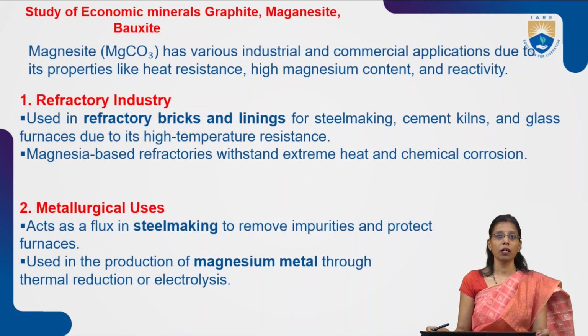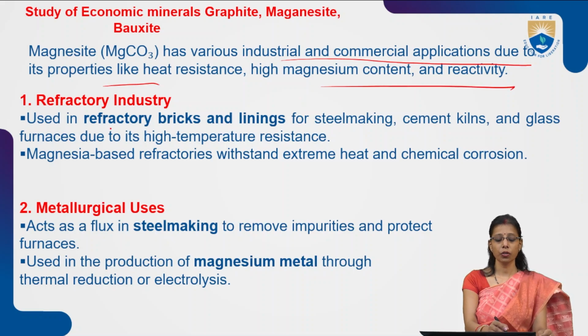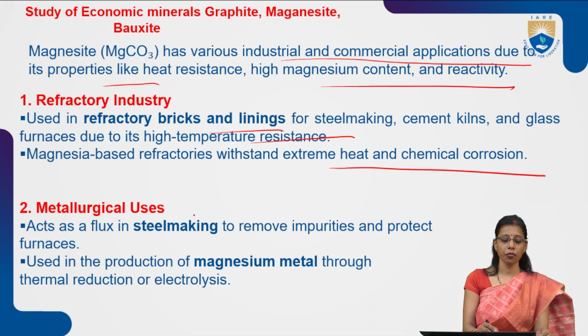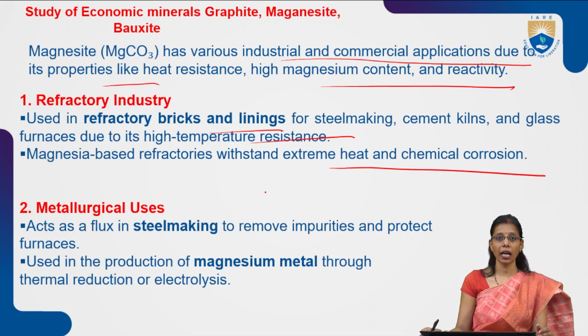Now magnesite has various industrial and commercial applications due to its properties like heat resistance, high magnesium content and reactivity. In the refractory industry, it is used in refractory bricks and linings for steel making, cement kilns and glass furnaces due to its high temperature resistance. Magnesia-based refractories withstand extreme heat and chemical corrosion. For metallurgical uses, it acts as a flux in steel making to remove impurities and protect the furnaces, and it is used in the production of magnesium metal through thermal reduction and electrolysis.